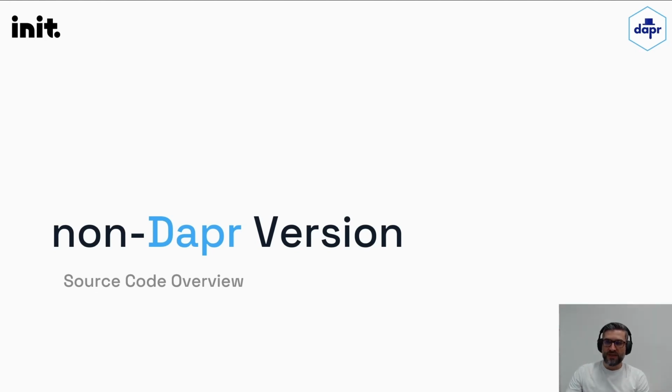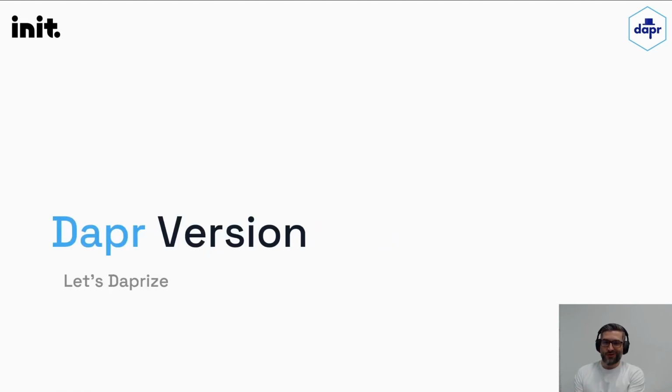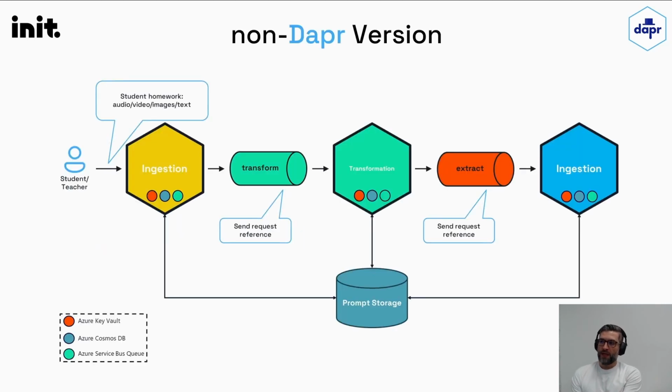Okay, so that was the non-Dapr version source code. Now the next thing is to Daprize this solution. So let's do it. Before I jump into the source code, I would like to give some elaboration on the steps that I'm going to do. In the non-Dapr version, as you already have seen, all 3 microservices have to have an implementation of the common services that basically implement talking to Cosmos DB and talking to Azure Service Bus queues.